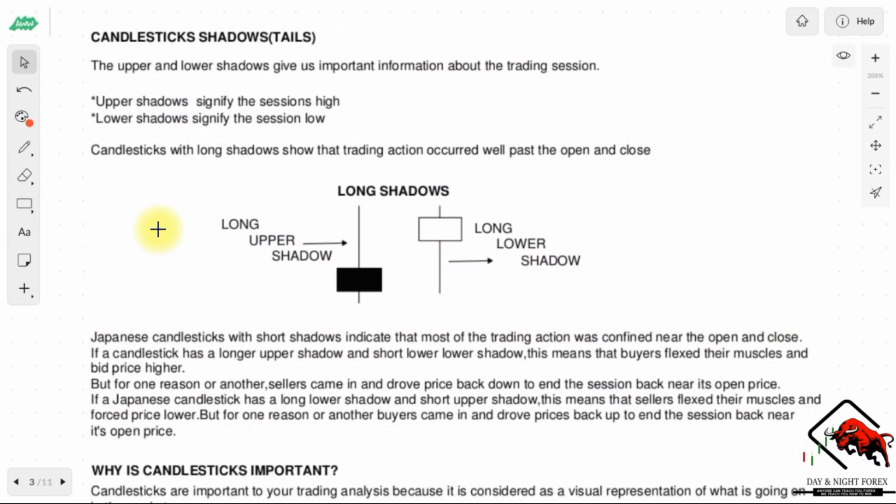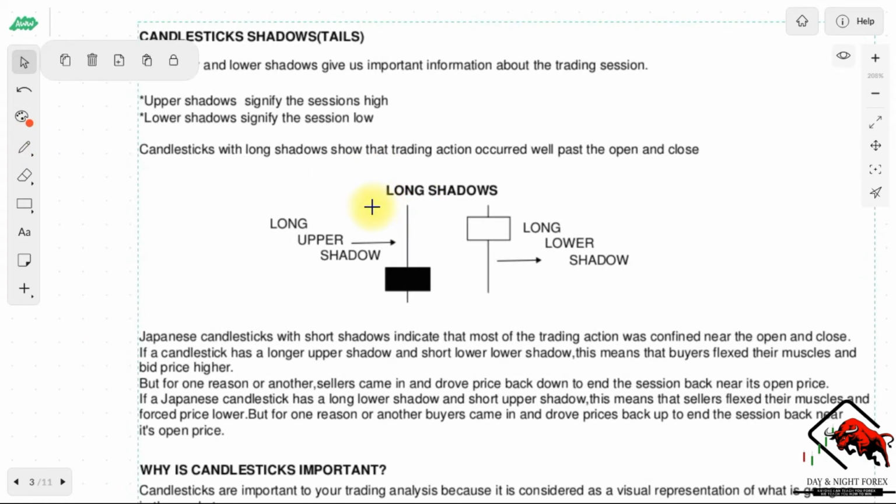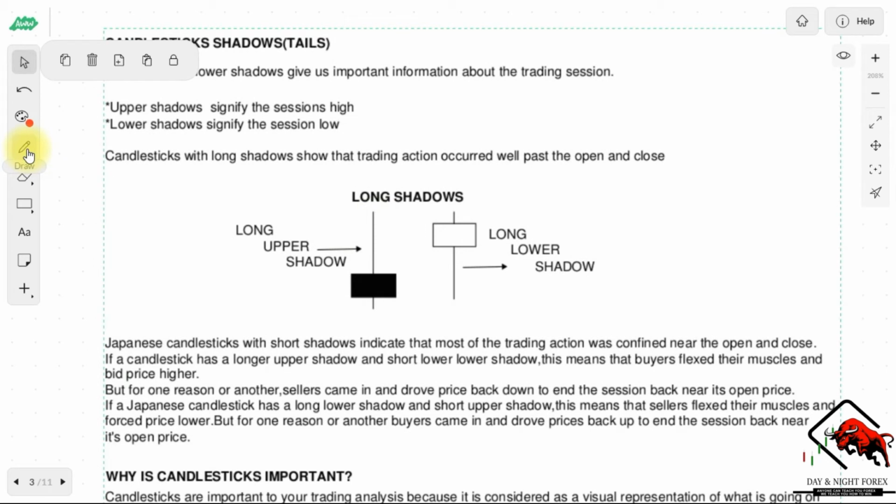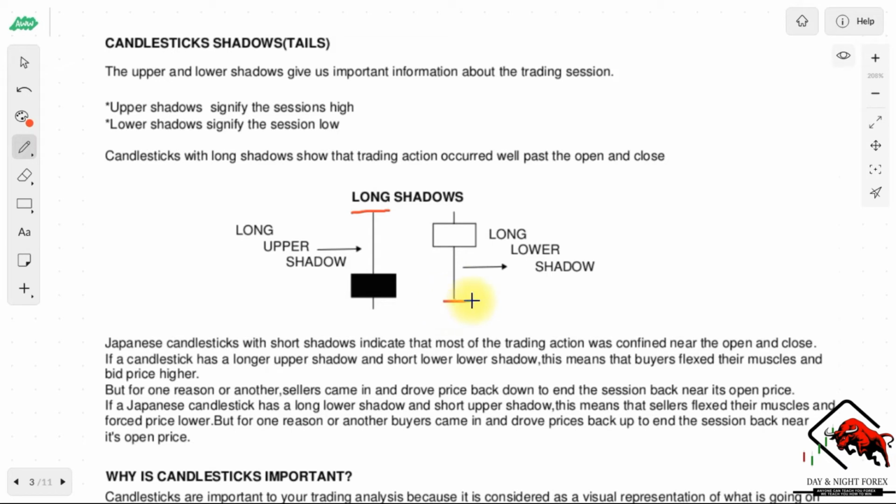Okay, in this part of the lesson, we're going to explain a bit more about candlestick shadows, also known as the tails. The upper and the lower shadow give us important information about the trading session. The upper shadow signifies the session's high. This is the upper shadow, and as we said, it shows you the highest point the market reached. Where the shadow ends is where the market has reached the highest point, and the lower shadow signifies the lowest part. This is the lowest point where the market has reached before the candle actually closed.